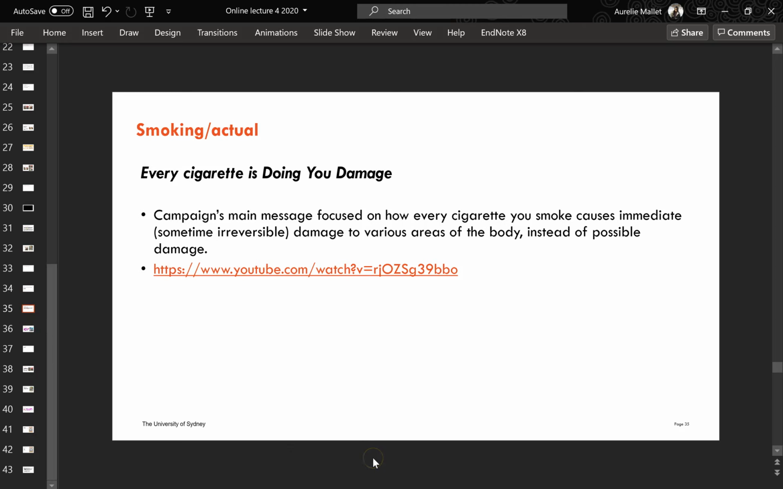So a campaign that focuses on smoking as an actual behavior is the Every Cigarette is Doing You Damage campaign, which we saw as a negative star campaign. The campaign's main message focuses on how every cigarette you smoke causes immediate and sometimes irreversible damage to various areas of the body, as opposed to focusing on a possible damage. So this damage is happening when you smoke, every time you smoke. It's not something that could happen, that might happen. It does happen. So this campaign very much focuses on smoking, and it focuses on smoking as an actual behavior.